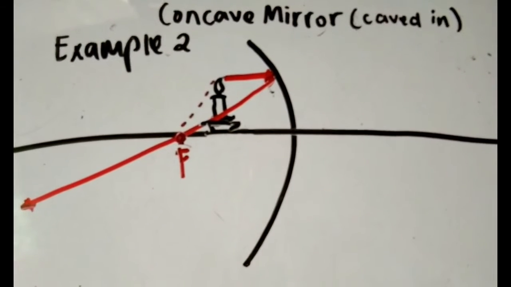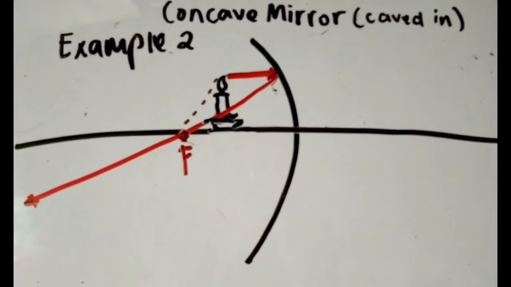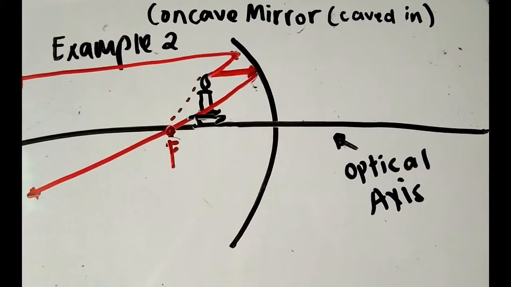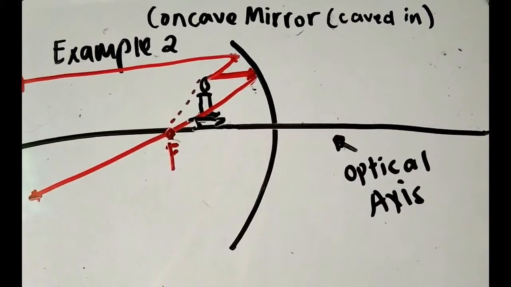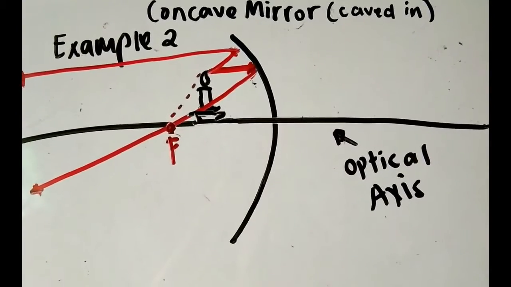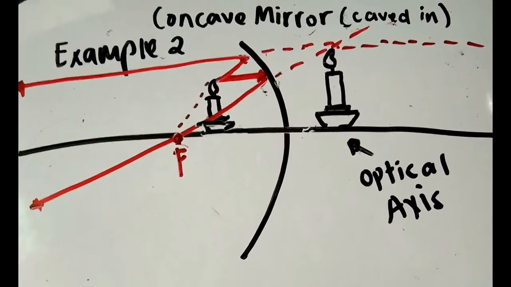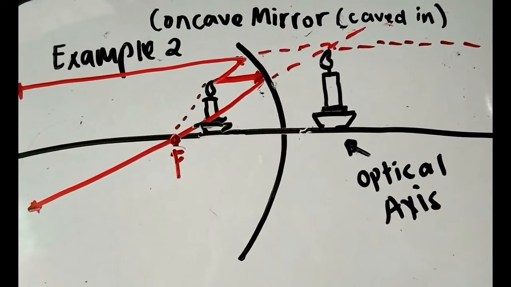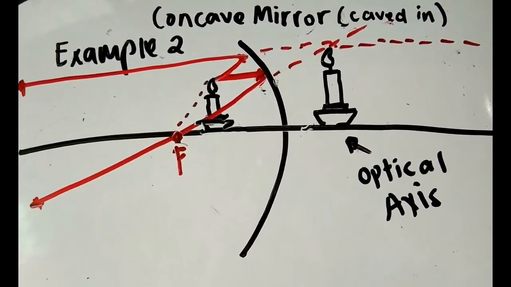Example number 2. The first ray comes in parallel to the optical axis and reflects through the focal point. The second ray comes through the focal point and reflects parallel to the optical axis. The image forms where the rays converge, but they don't seem to converge. A virtual image forms where their sight rays converge.